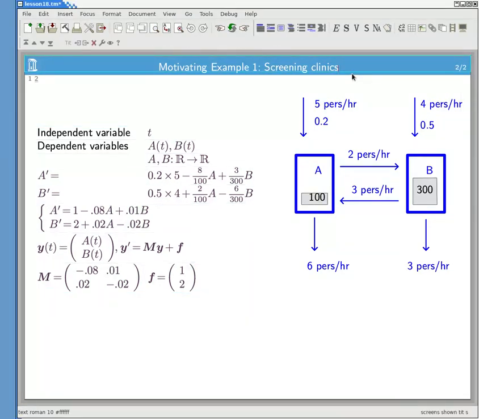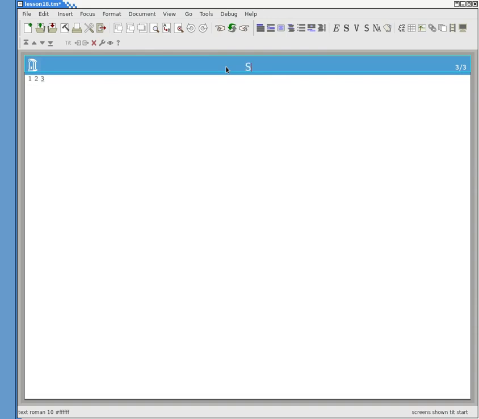Before moving on to our second motivating example, let's actually solve this particular problem. We'll present analytical solution procedures in the course of these lessons, but for now we'll basically just use the facilities of Maxima to give us a solution that we can analyze and assess the utility of models such as this one. So let's actually come up with a solution for the screening clinics model.